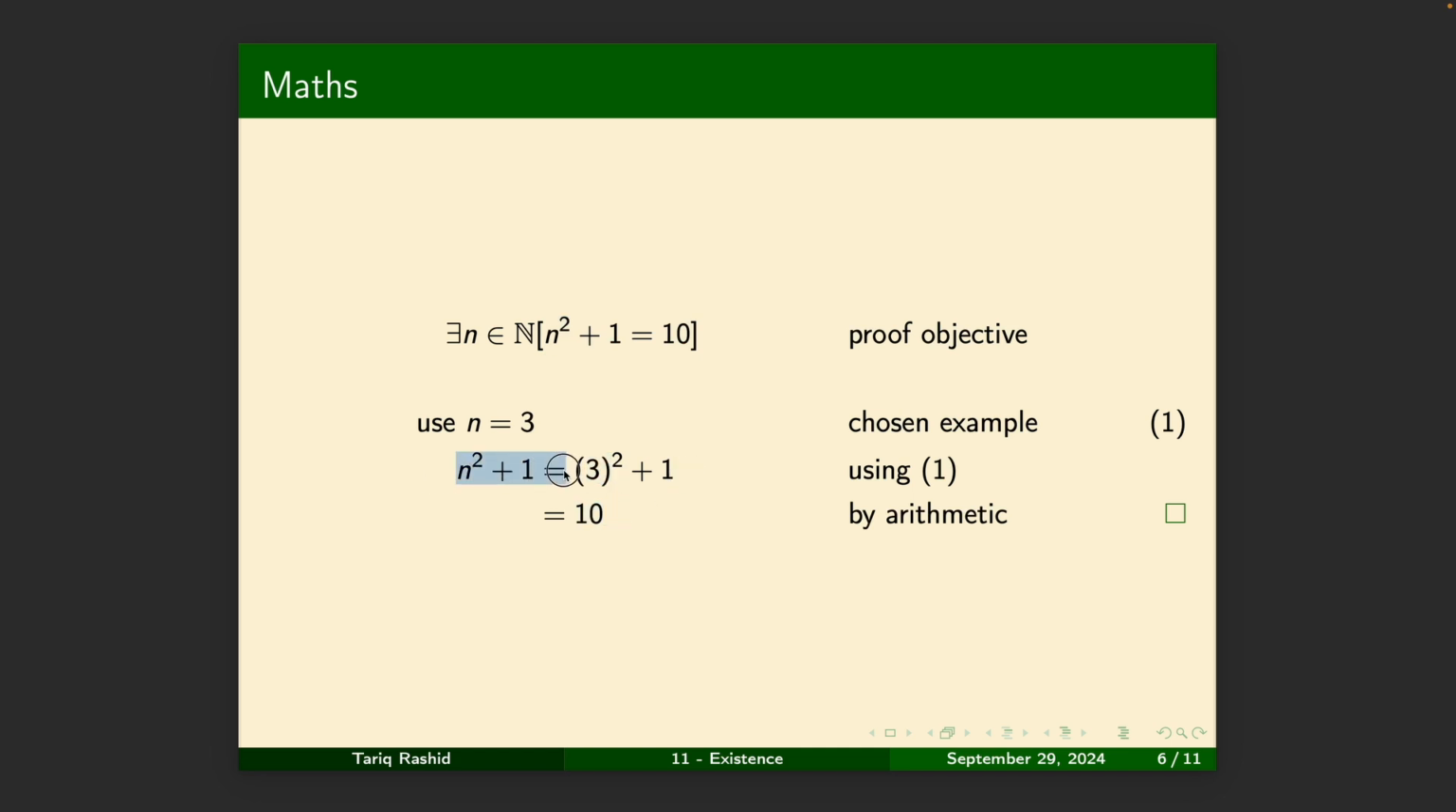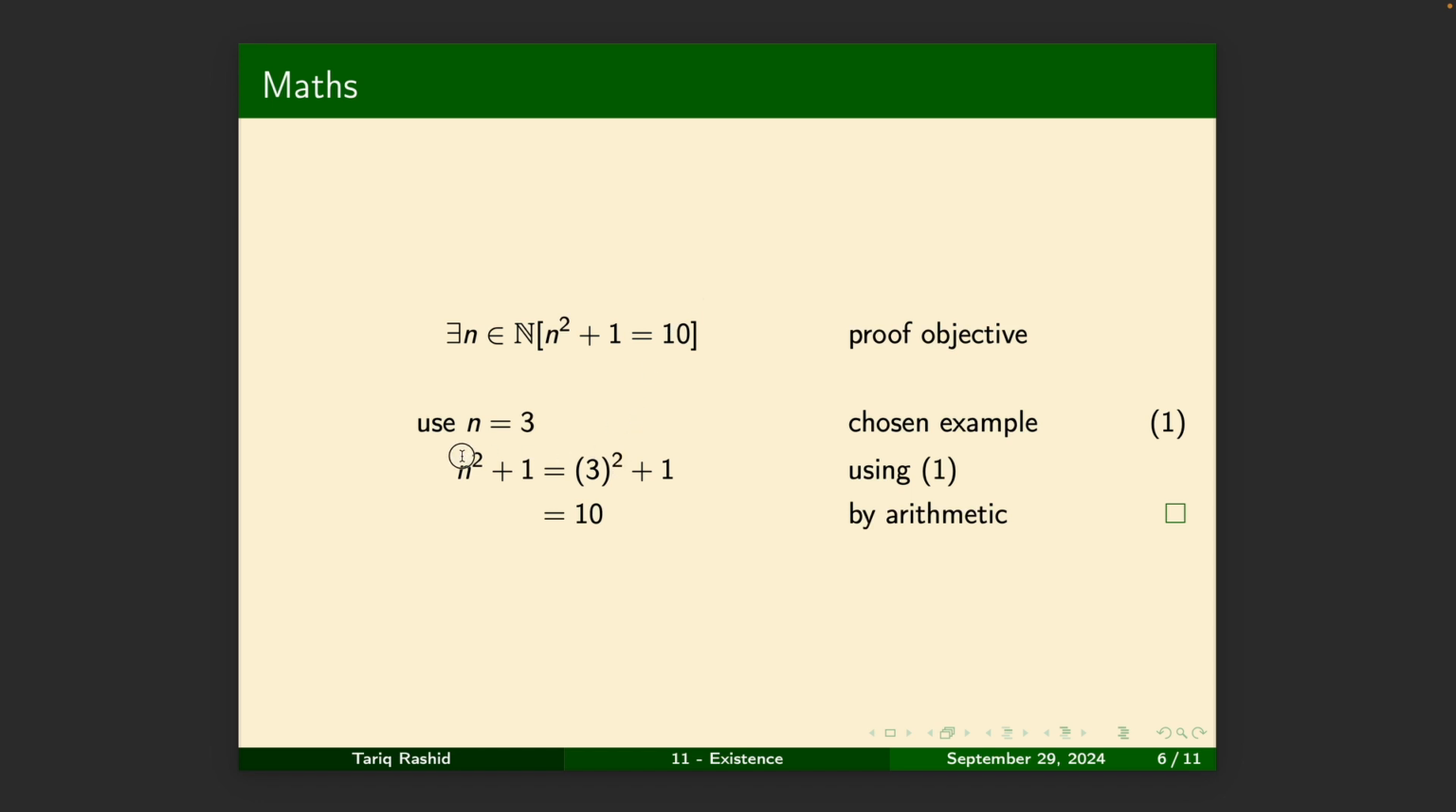So we've shown that n squared plus 1 is 10, that the condition holds when n is 3. And that's all we need to do. So there's two parts to these things. One, finding the example, and we don't have to justify how we do that. And part two, showing that any relevant conditions are met. And that's the bit that's the meat of the proof.